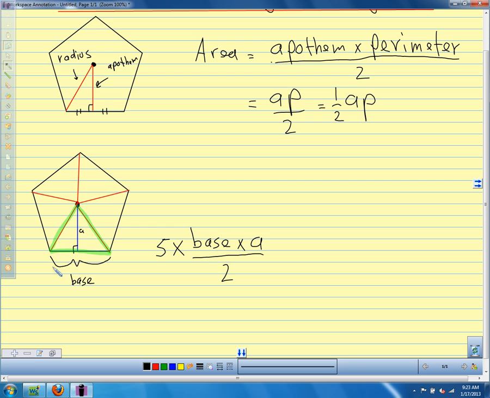That gives me the perimeter. I have this side, this side, that side, that side. So I'm counting up 5 of those sides. So that's the perimeter. So this formula is the perimeter times the apothem divided by 2. And up here I just switched the order of those two.